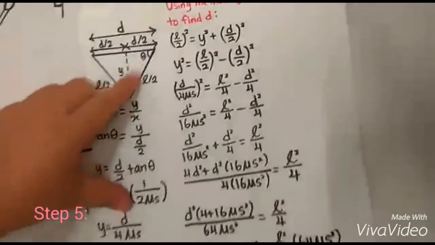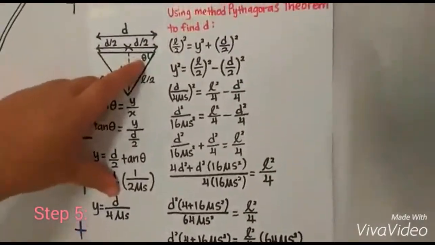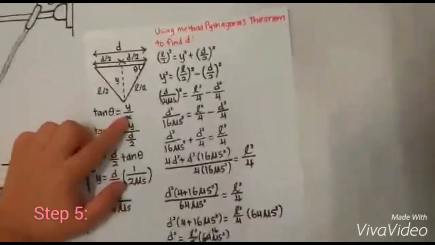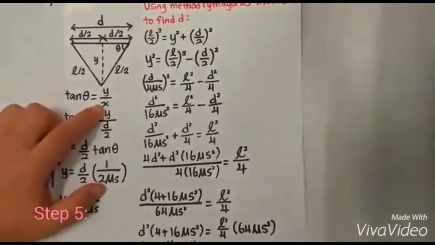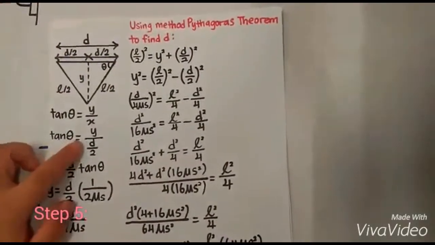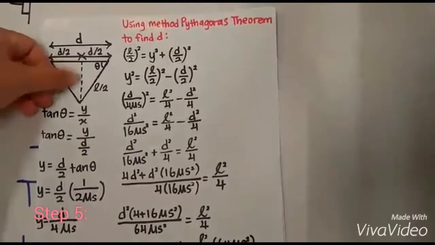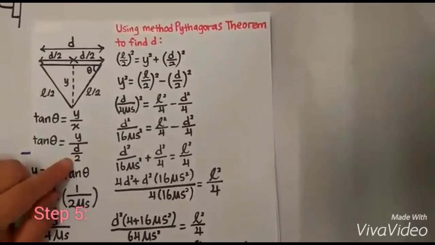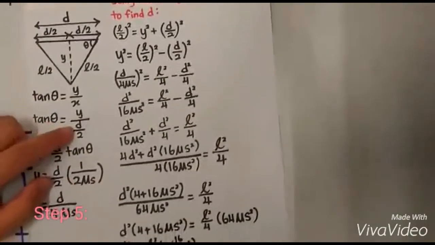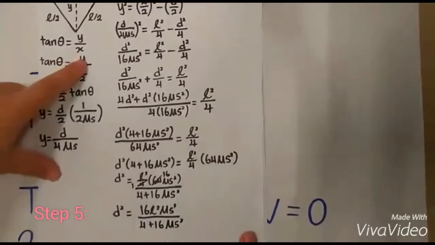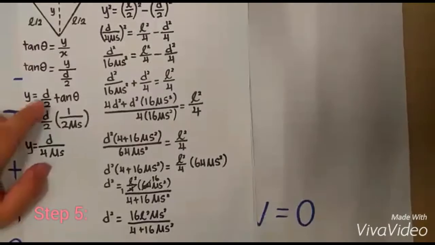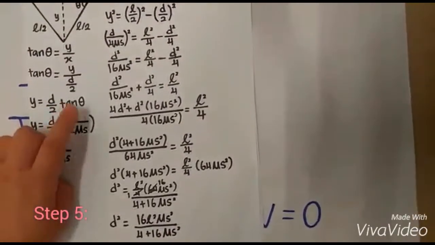Okay, for the tangent, because we want to know how much theta is, we just write tangent theta equal to y over x. So in this triangle we know that tangent theta equal to y divided by x. Where is our x? X is here, d divided by 2. So we switch the places between each other, so we get y equal to d/2 times tangent theta.